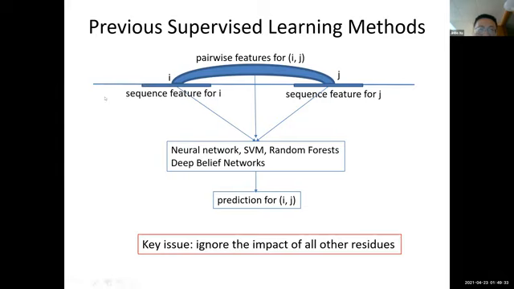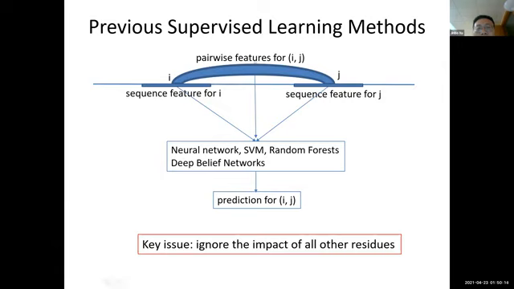So here is a typical procedure adopted by previous supervised learning methods. Suppose we want to predict the contacts for a sequence here, then for any two residues i and j, we take some sequence features for i and also some sequence features for j. And of course, we can also take some pairwise features for i and j. For example, we can use the mutual information or even the coevolution signal derived by the global statistical method. Then we can feed these features into a machine learning model to predict if there's a contact between i and j or not. So this is the typical procedure used by previous supervised learning methods.